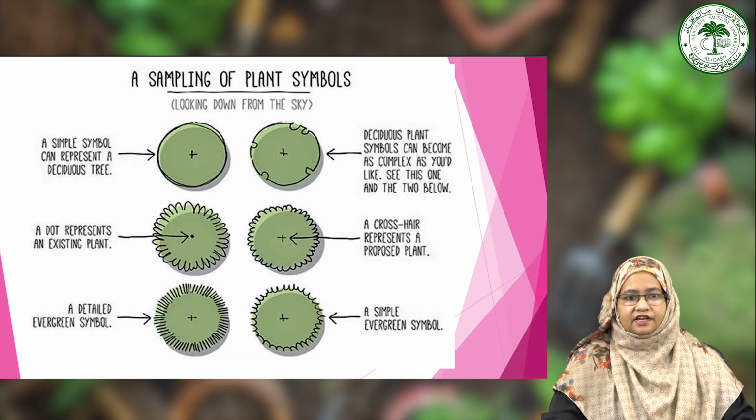Like in this image, we can see the deciduous plant symbol. A cross here represents a proposed plant, this sign shows the proposed plant, and the dot represents an existing plant. So this is just a sampling of plant symbols, the symbols which are commonly used in garden designing.